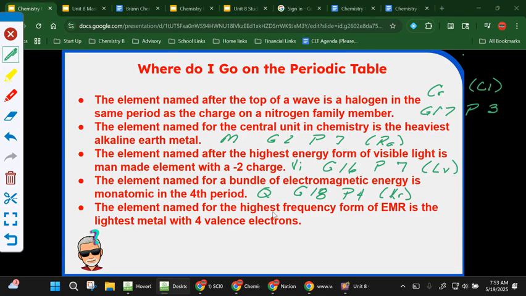The element name for the highest frequency form of EMR is the lightest metal with 4 valence electrons. Okay. Highest frequency form of EMR. On your blue sheet, we just put that at the top. Which one is the highest energy form, or I'm sorry, highest frequency form of EMR? Gamma.